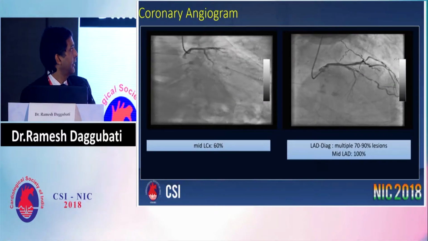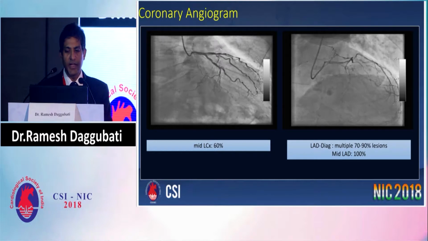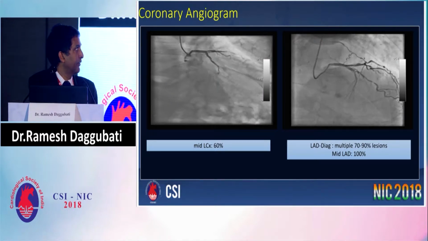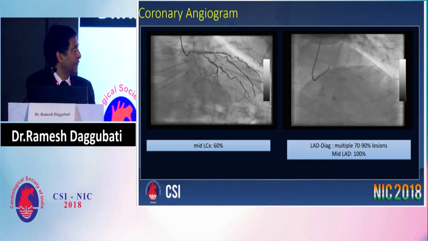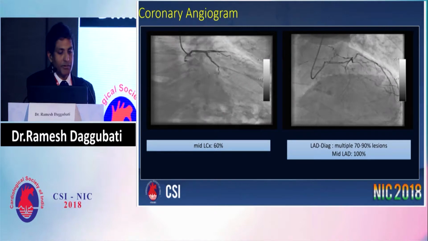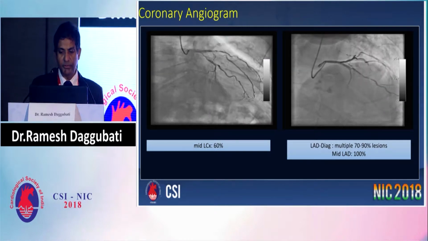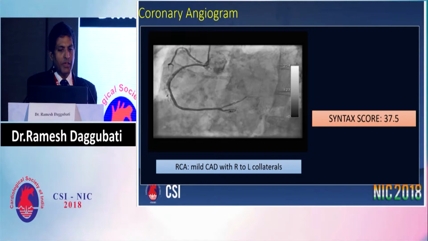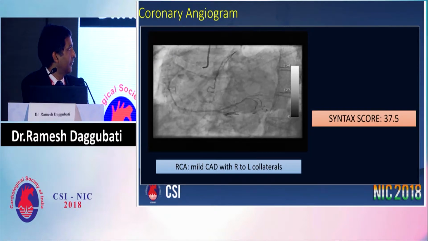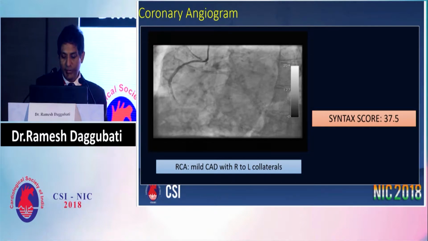So here's the angiogram. It shows LAD diagonal, multiple 70 to 90% lesions, mid LAD is 100% occluded with the collaterals that you can see gradually filling up the LAD, and circumflex has a mid 60% disease. And the right coronary artery is okay with the collaterals from right to left. You can see the LAD is filling up very well now.